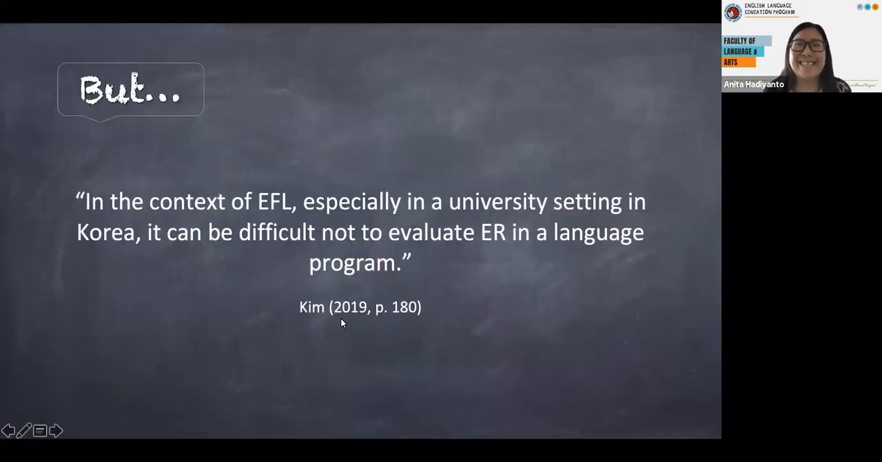Now, but yeah, I found a study conducted by Kim in a Korean context, in a university setting, and he said something like this. In the context of EFL, especially in a university setting in Korea, it can be difficult not to evaluate ER in a language program. This one is similar to what I experienced, and perhaps what you experience as well in your own context.